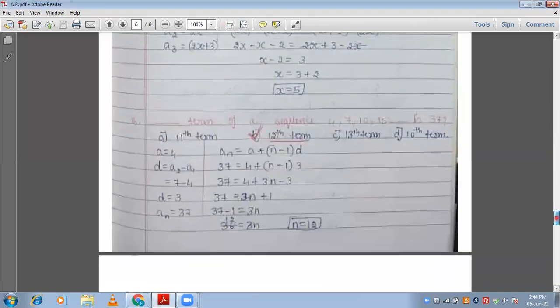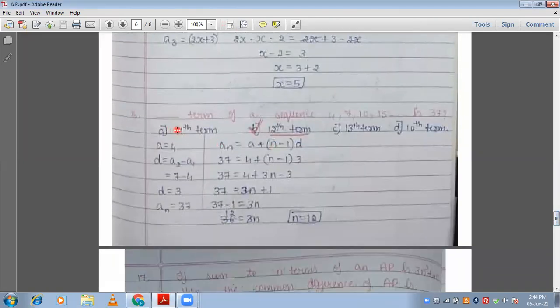Next, 16th question. Dash term means n is equal to question mark. You need to find out n. So here 4, 7, 10, dash dash dash is 37. So this is AN. AN is equal to 37. A is equal to the first term, 4. D is equal to the difference between two terms, A2 minus A1. 7 minus 4 is equal to 3.